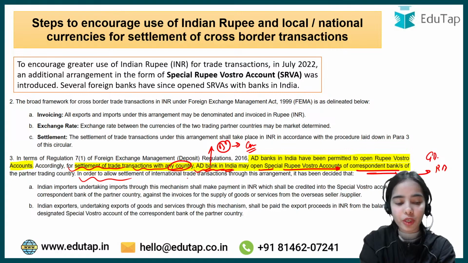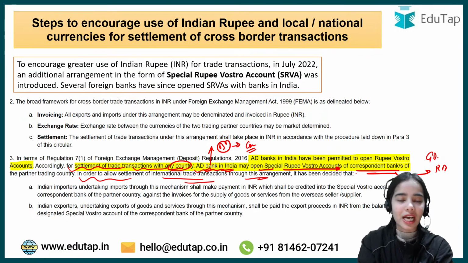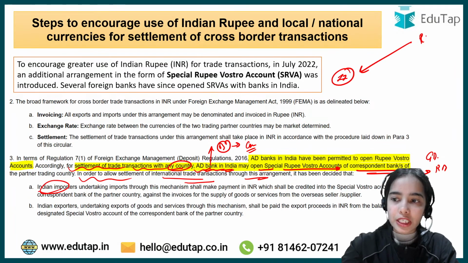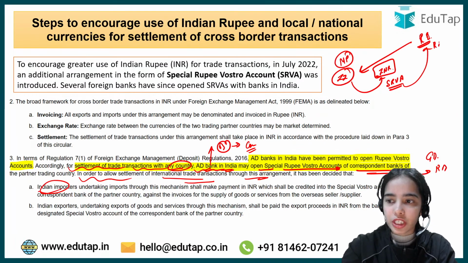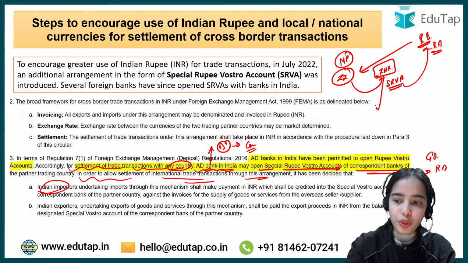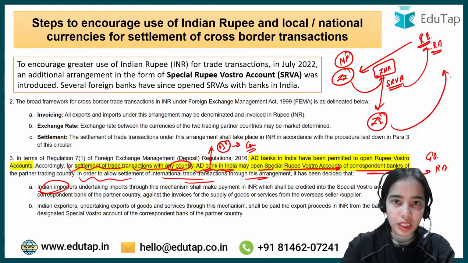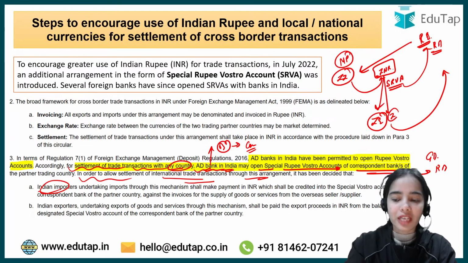In order to allow settlement of international trade transactions through this arrangement, it has been decided that the Indian importers, importing let's say mobile phones from a Russian exporter, will pay in INR, and this INR will be stored in the special Vostro account of the Russian bank. Then this INR can be used by the Russian bank to pay the Indian exporters that are exporting to Russia, and it can be used for investment purposes also.